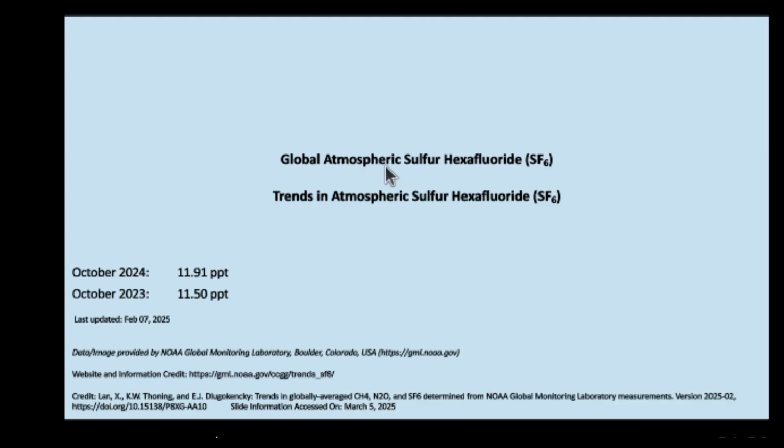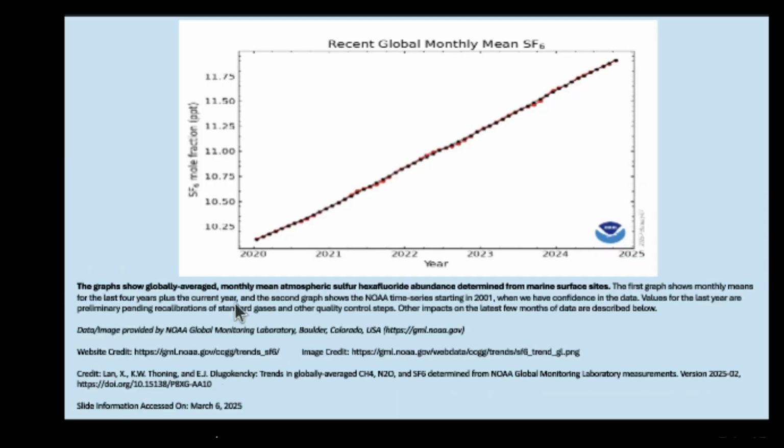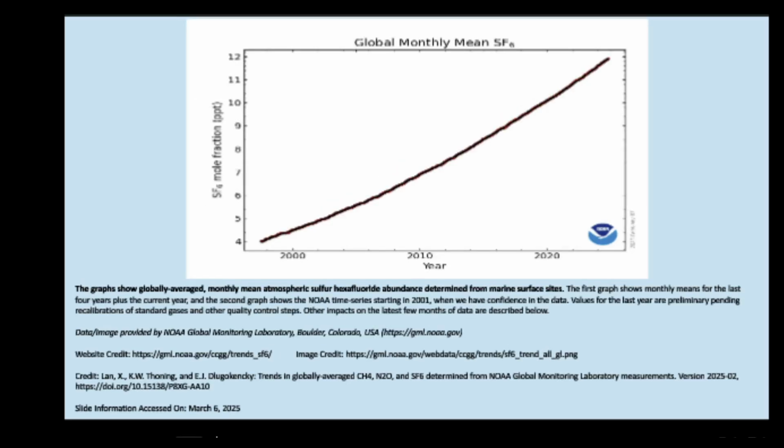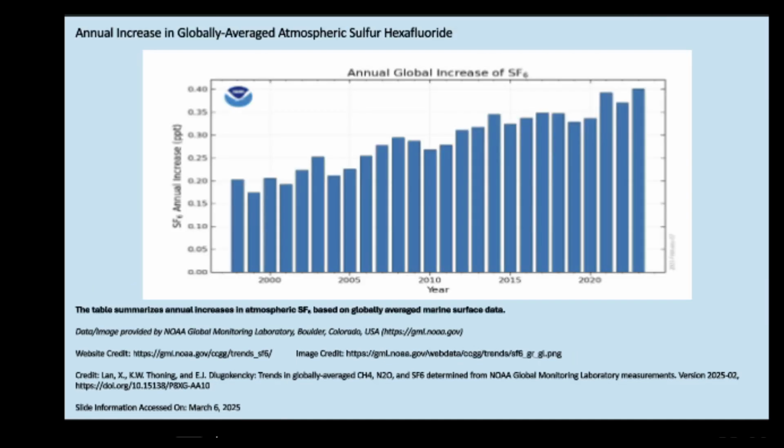Then finally, we're looking at global atmospheric sulfur hexafluoride. October 2023, 11.50 parts per trillion. October 2024, 11.91 parts per trillion. From 2020 to 2024, sulfur hexafluoride's concentration in the atmosphere increased substantially. And from 1997 through 2024, it also increased substantially in the atmosphere.